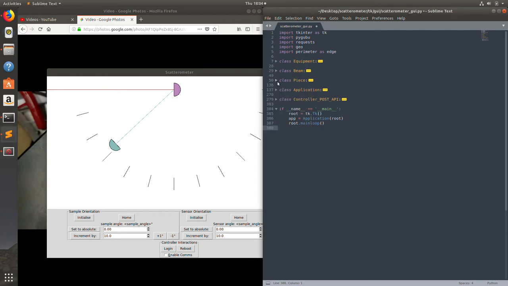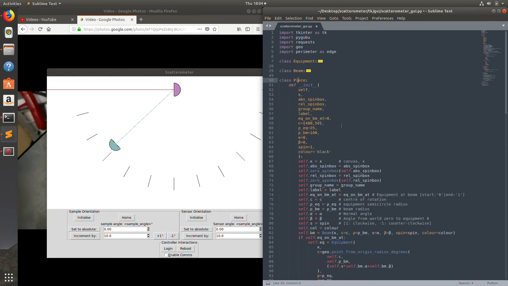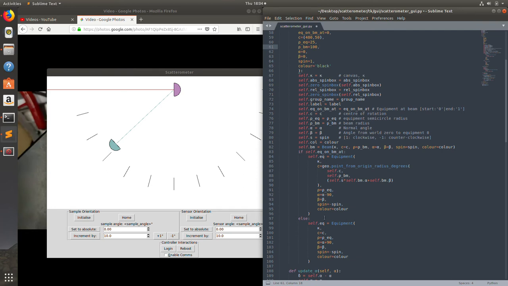I also ripped apart my classes and restructured it. So now there's these two extra classes, equipment and beam, that have been rewritten, and piece has also been rewritten. Basically, piece just has two components. It has beams and equipment.